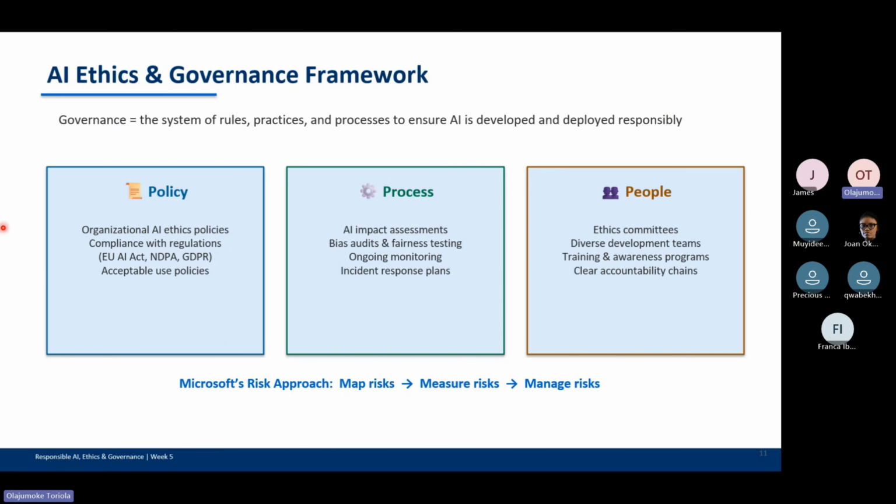So what Microsoft's risk approach does is that you map the risk, you measure the risk, and then you manage the risk. So this is how principle becomes what? A reality. And like I said, AI responsibility doesn't happen by accident. It is structured, which talks about governance, and governance in plain language is the system of rules, practice, and process to ensure that AI is developed and deployed responsibly.